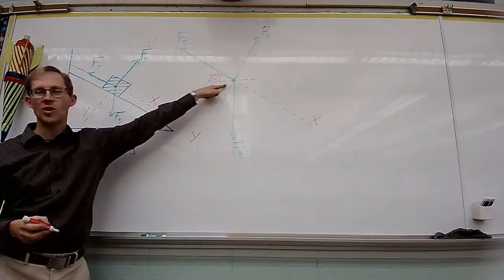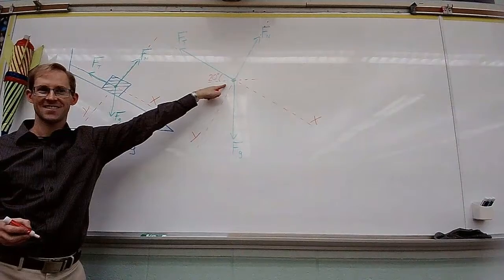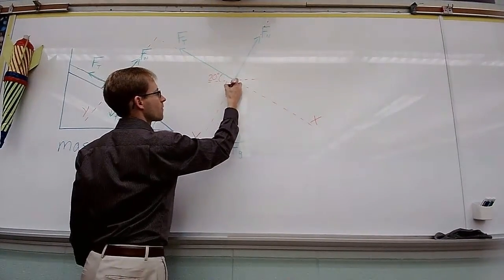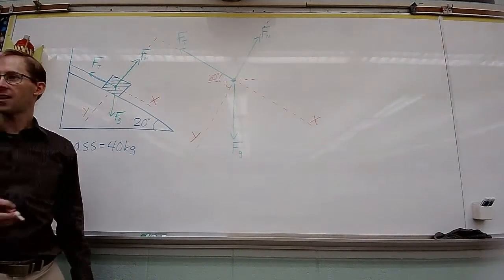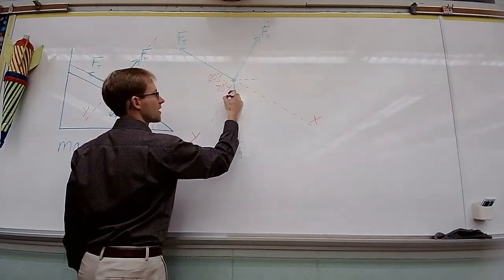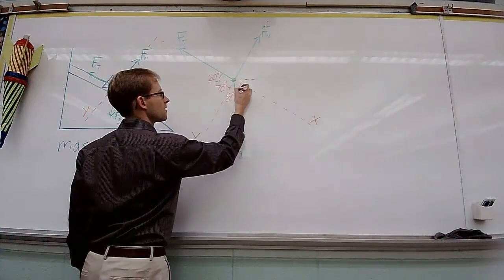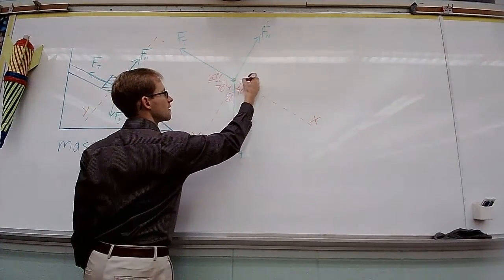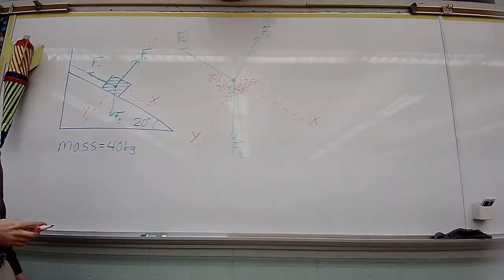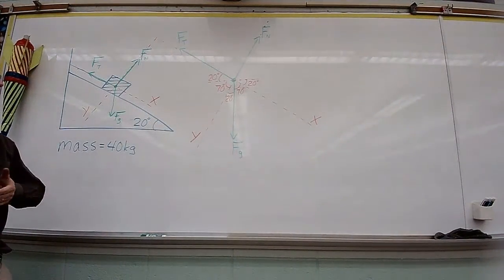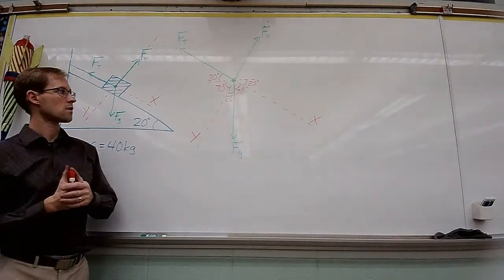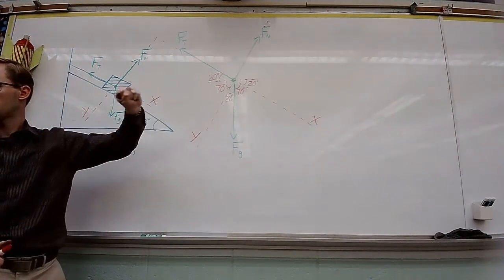Any guesses on what's going to go there? 20 degrees? Good guess. Nope. 70. 70, yep. They have to add up to 90. And you just alternate as you go around. So there we go. Any questions on any of the angles or anything?